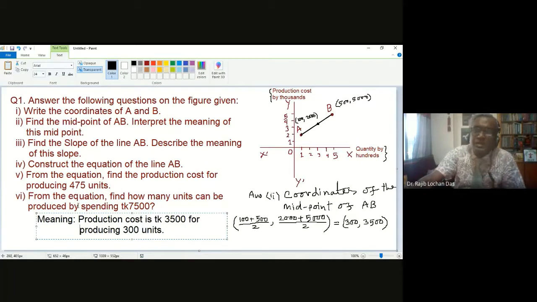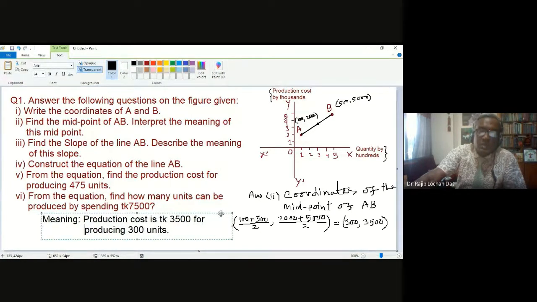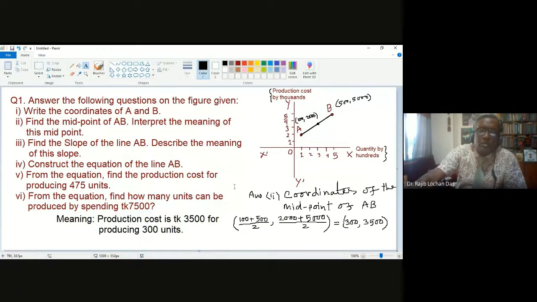What is X? 300. What is Y? 3,500. So what do you understand by this now? You understand that you have to spend 3,500 taka if you want to produce 300 units of the product, whatever the product. We do not know what is the product. So that is the understanding. Is that okay? Is that clear?